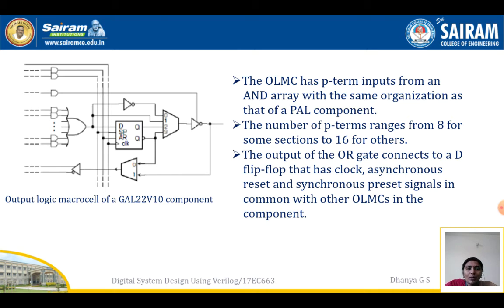You can see here OLMC has P input terms from an AND array with the same organization as that of a PAL component. The number of P terms ranges from 8 for some sections to 16 for other sections. The output of the OR gate connects to a D flip-flop that has clock, asynchronous reset and synchronous preset signals in common with other OLMCs in the component.